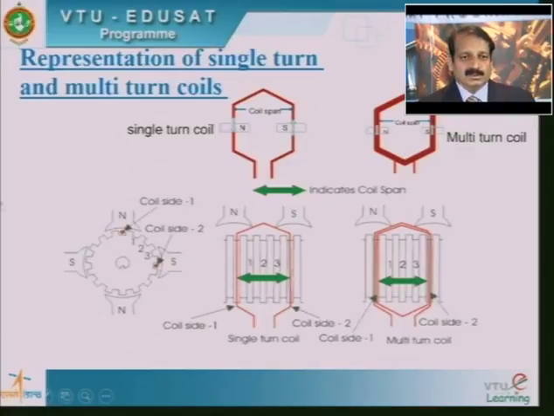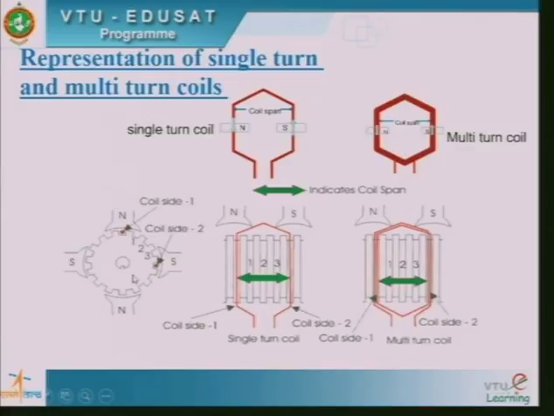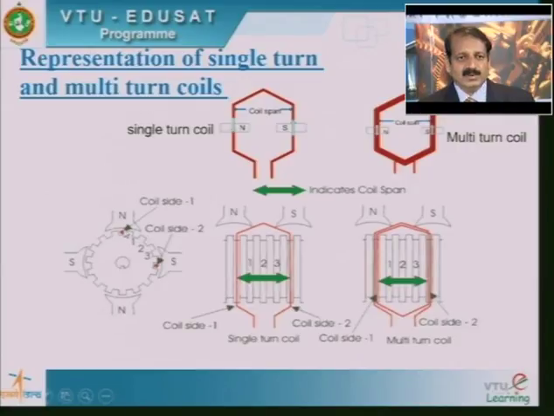Usually if the coils are full pitched, then these two coil sides should have a phase difference of 180 degrees. That means the coil side exactly under the midpoint of the north pole should be connected to the coil side which is exactly under the midpoint of the south pole. So the distance in terms of armature slots between these two coil sides will be 180 degrees electrical.